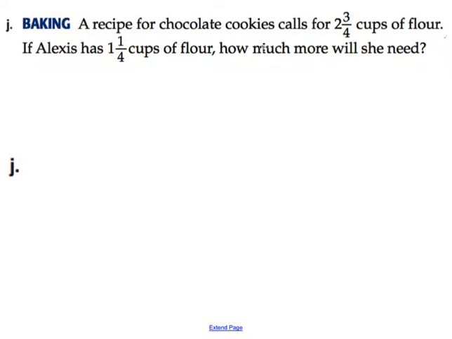Here's a good one for you to try on your own. A recipe for chocolate cookies has 2 3/4 cups of flour. And Alexis has 1 1/4 cups of flour. How much more does she need in order to make her batch of cookies? Go ahead and try this on your own, and I'll give you the answer when you come back.